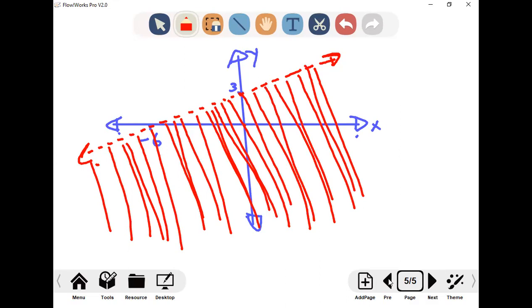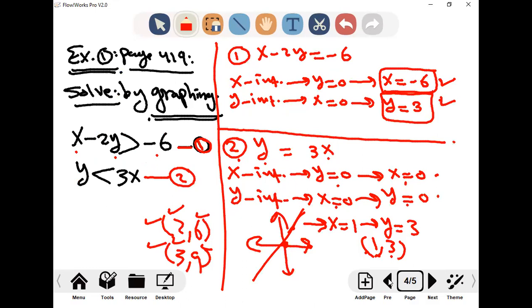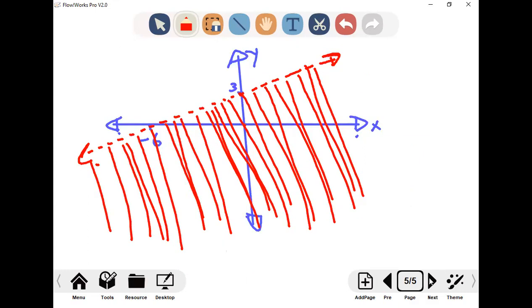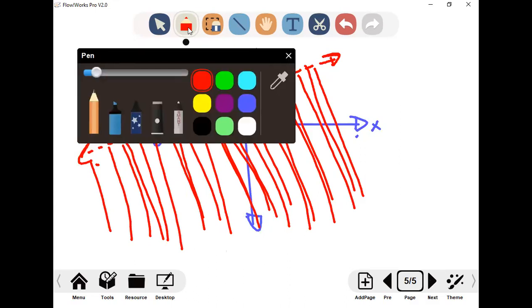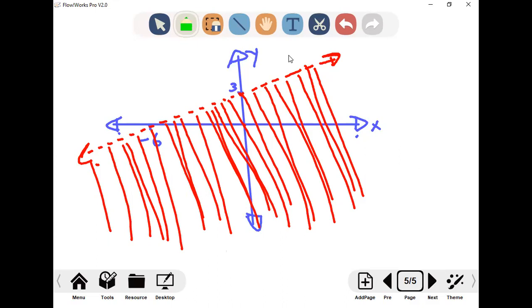For the second inequality, we have 0, 0, right? And we have the other point which we prepared, 1 and 3. Let's plot 0, 0 and 1, 3 here. I'll use another color, green. Okay, add 0, 0. And this one, this is the 3, right? So the 3 here should be.